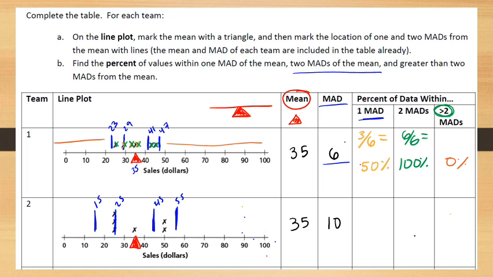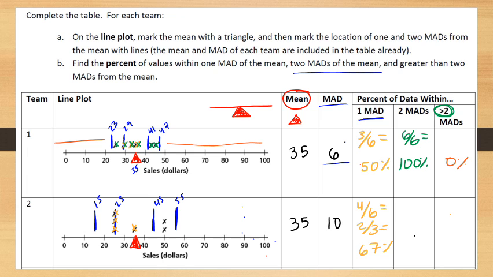And so now again, I'm looking at how many are within 1 MAD. So that would hit all of these guys right here, 1, 2, 3, 4. So 4 out of 6. You might recognize that that's the same as 2/3, which is the same as 67% or 66.666%. And then we have within 2 MADs.